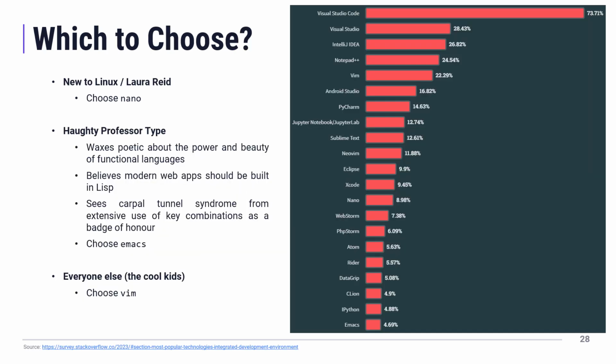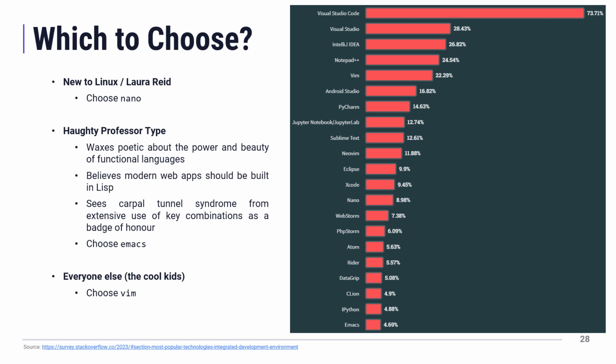So, which do you choose? Again, this is completely unbiased. We're just giving you objective facts here. If you are new to Vim or you are Laura Reed, then you will choose Nano, okay? If you find yourself to be more of an uppity professor type who likes to go on these long-winded diatribes about the beauty and expressiveness of functional programming languages, and you don't mind repetitive strain injuries from all of the key combinations, Emacs is probably up your alley. For the rest of us, we all choose Vim. Again, objective facts, just giving it to you unbiased, no opinions injected here.